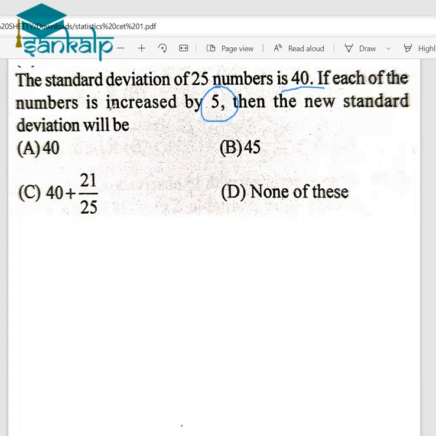So when we are adding or subtracting a constant, there is no change in the standard deviation. So the new standard deviation will also be equal to 40. So option A is the right option.